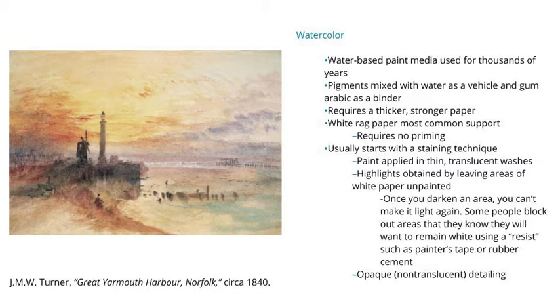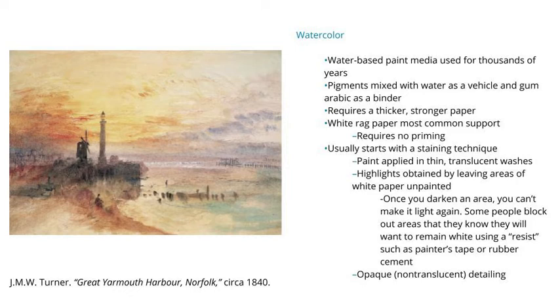So let's start off with watercolor. Watercolor is a water-based paint media that's been used for thousands of years. The pigments are mixed with water as a vehicle, and the binder is gum arabic. To use watercolor, you need to use a thicker, stronger paper. If you use a thin paper, it's not going to be able to accept all of the water and hold it, and it's going to buckle up and become all wrinkly and weird. So you actually have to use thick paper when you're doing this. The most common support for this is white rag paper, and people like that because it doesn't require any priming. You can just use the white rag paper, and it doesn't have to come pre-primed.